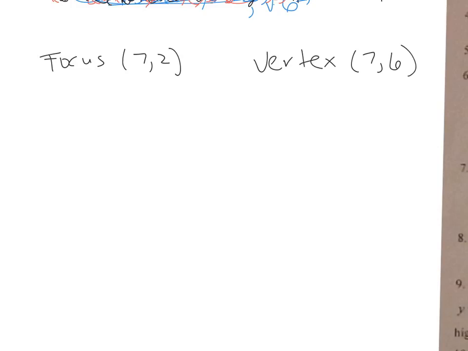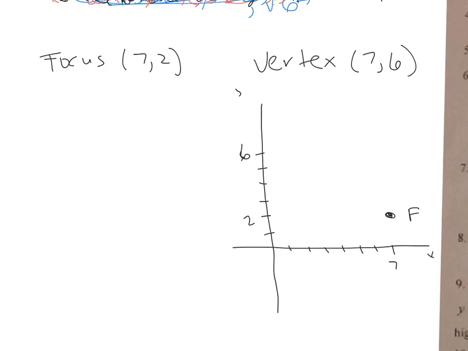So 11b, they give us the focus, which is (7, 2), and they give us the vertex, which is (7, 6). All right, so let's draw a picture here. I have 1, 2, 3, 4, 5, 6, 7. 1, 2, 3, 4, 5, 6. It's 2 and 6 here. And (7, 2) is my focus, and my vertex is (7, 6).